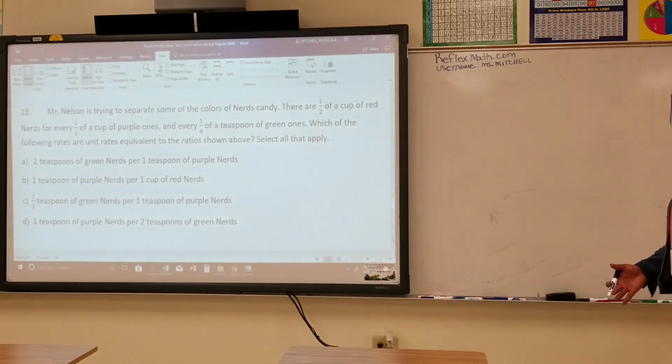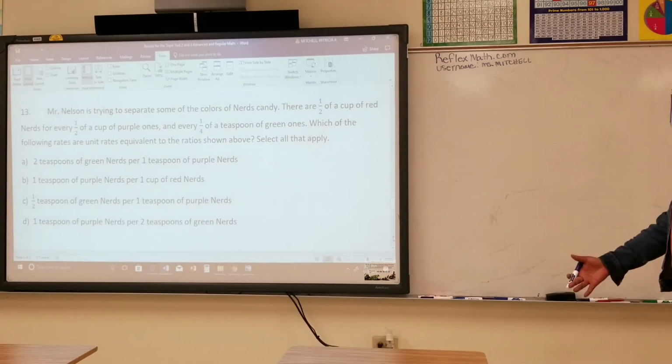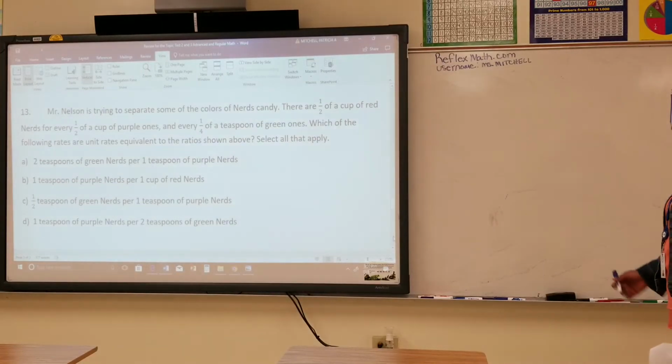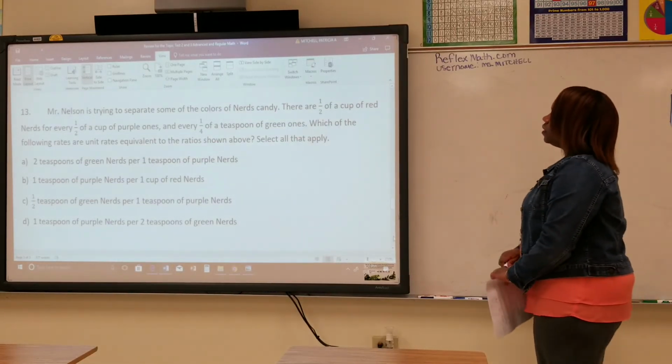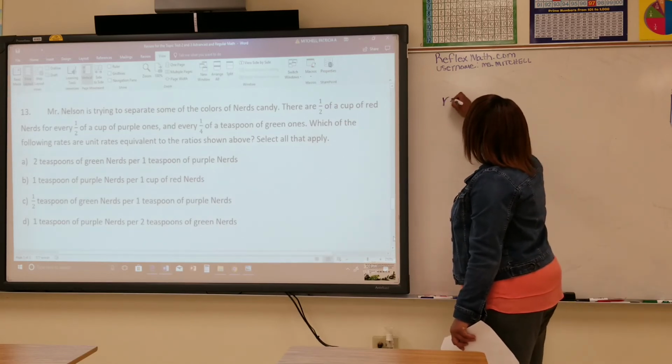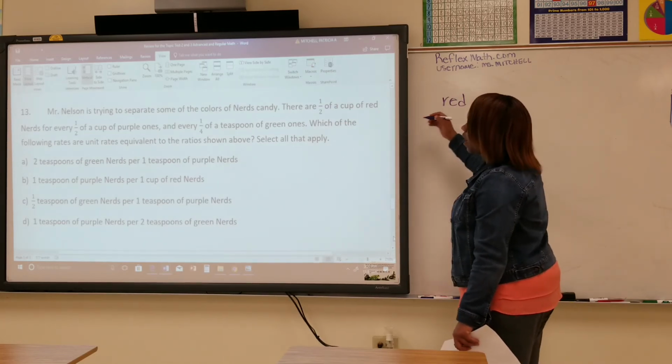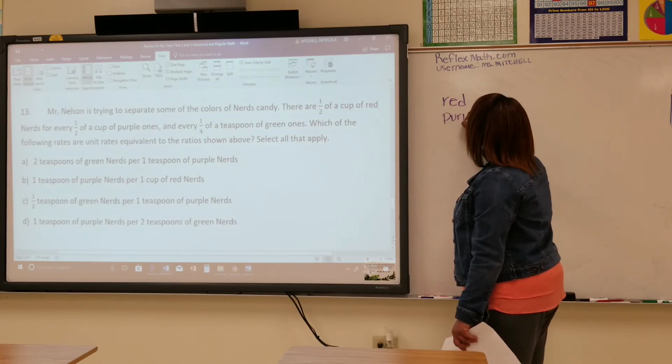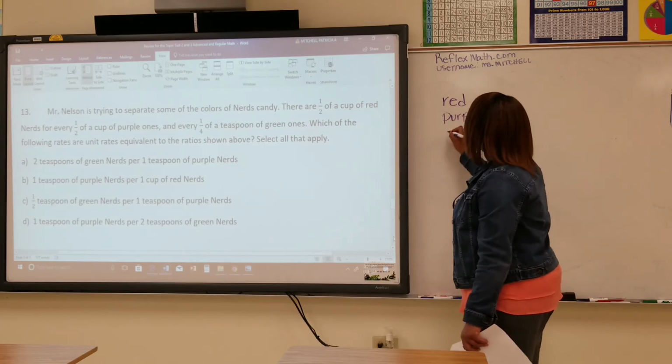All right, remember what I told you about fractions. If you don't like looking at fractions, just like me, I turn them into decimals, okay? So, there are 1/2 of a cup of red. So here we have red, and then we have purple, and then we have green.